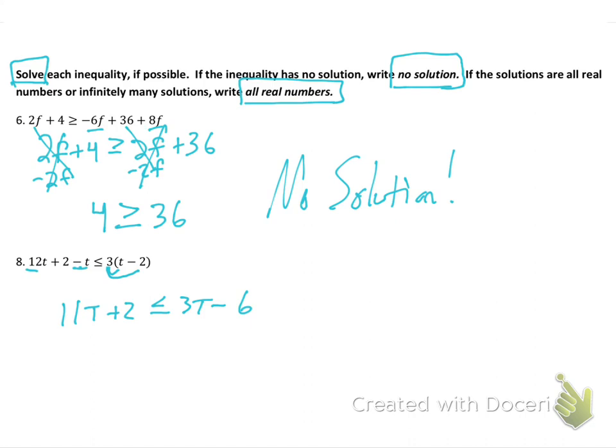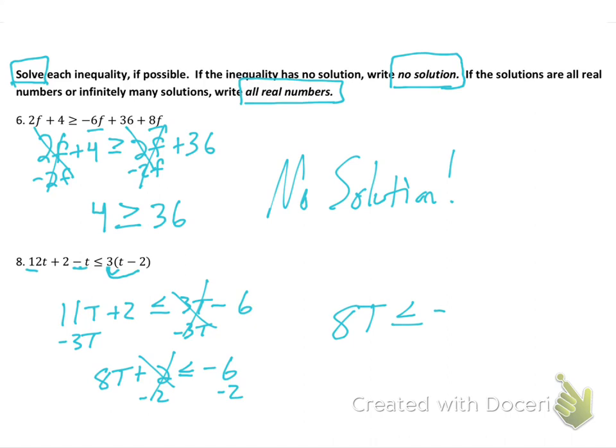Remember, I want to get the t's to one side and the numbers to the other side. Then solve for t. So I'm going to minus 3t, minus 3t. That's going to give me 8t plus 2 is less than or equal to negative 6. I'm going to minus 2 on each side. That takes care of that. So I have then 8t is less than or equal to negative 8. I'm going to divide each side by 8. And so I'm going to have t is less than or equal to negative 1.